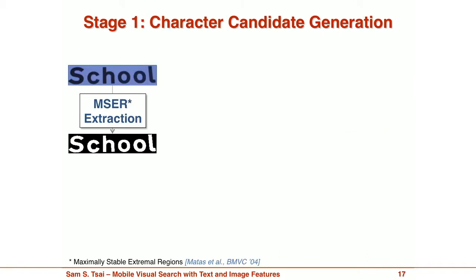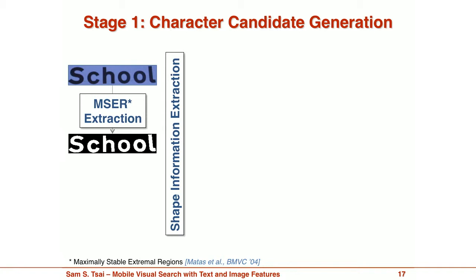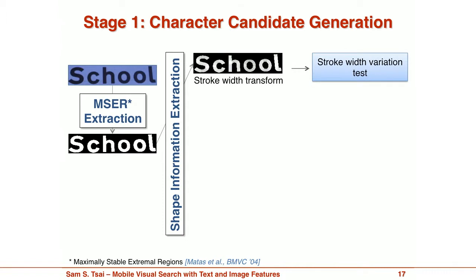In the first stage, given the image, we first extract the maximally stable extremal regions. This would give us regions within the image that would correspond to characters, but also regions that do not. To rule out these false regions, we use a series of tests on the shape information. For each region, we extract several shape information. One important information is the stroke width transform, which gives us the stroke width values for each pixel within the region. From this, we can generate tests such as stroke width variations within the region to rule out false regions.